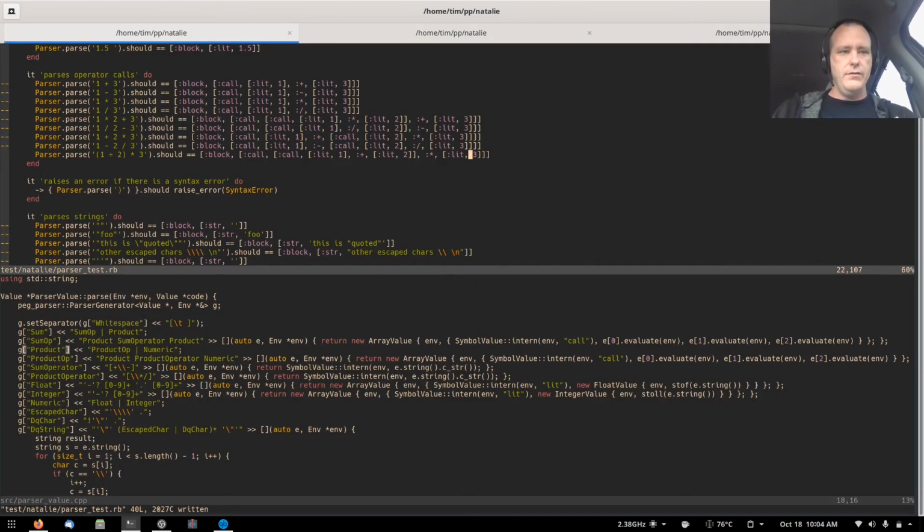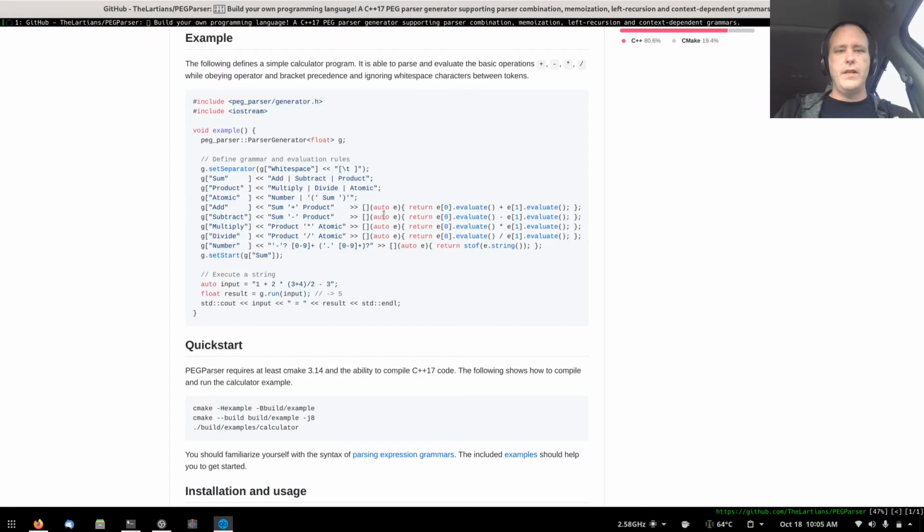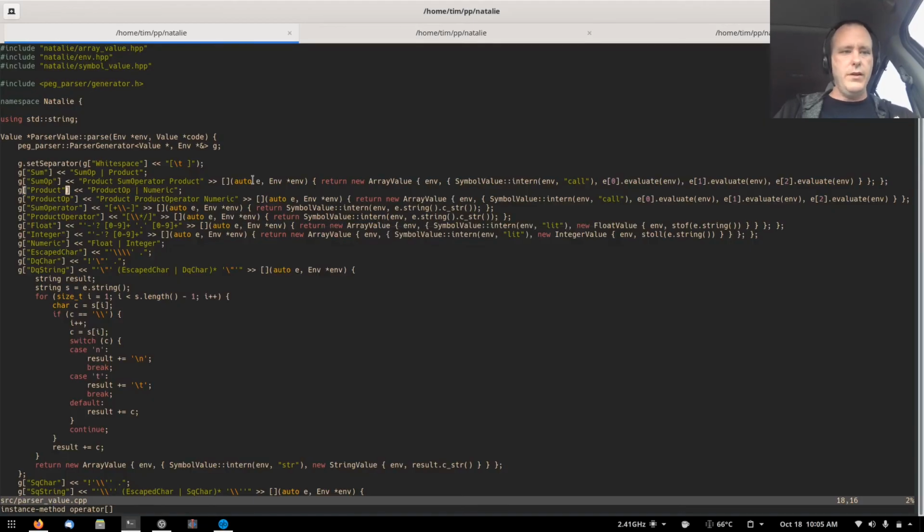Syntax error, yeah, line 22. Just what I expected. Actually, is that line 22? Yeah, it is. Okay, I'm just going to cheat here. I'm going to use what they use, which is this terminology of atomic. And an atomic is a number or parentheses and a sum. So I think we can do that.